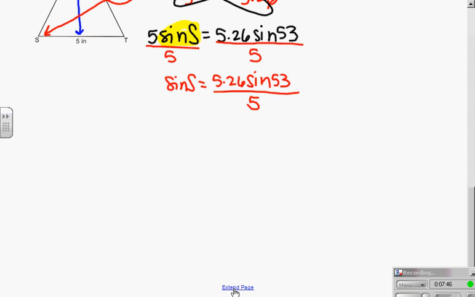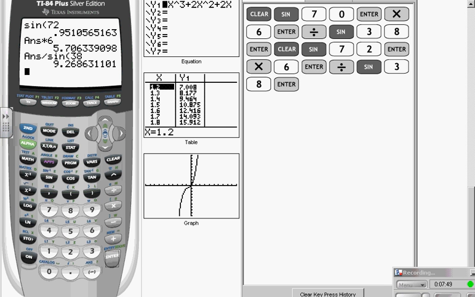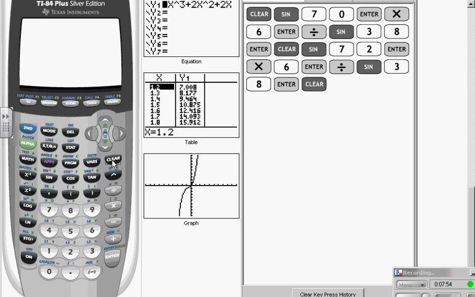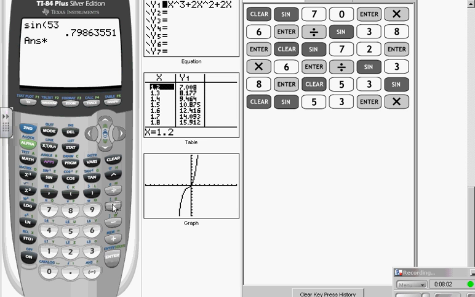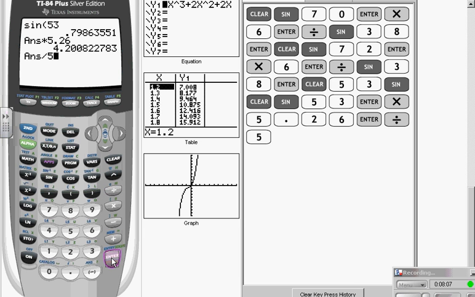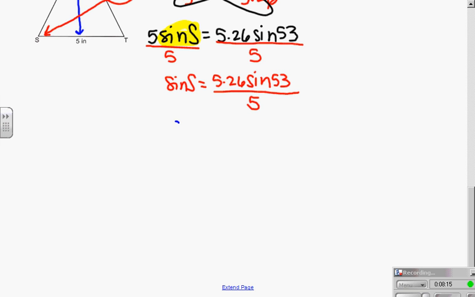I'm going to do this division that's on the right and get a decimal. So if I clear this, I have sine 53, whoops, wrong calculator, sine 53, enter, times 5.26, enter, divided by 5. Now this gives me this big, long decimal. I'm going to grab 4 digits of that, and that tells me that the sine of S is equal to 0.84. Let's call that good.